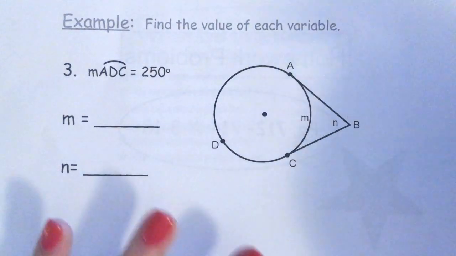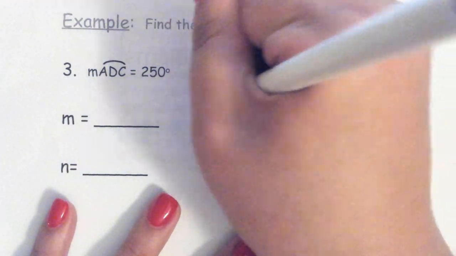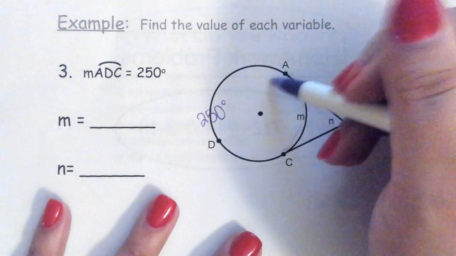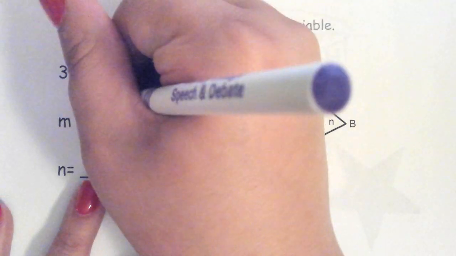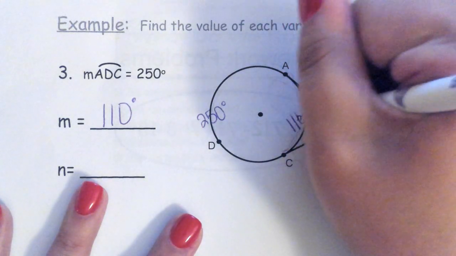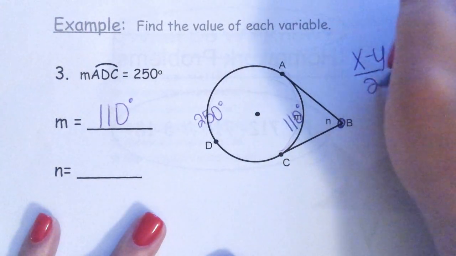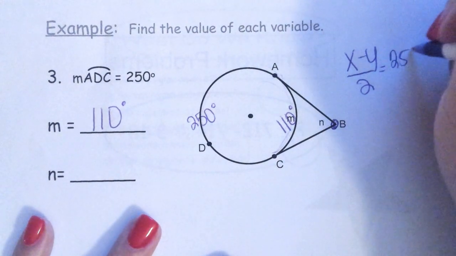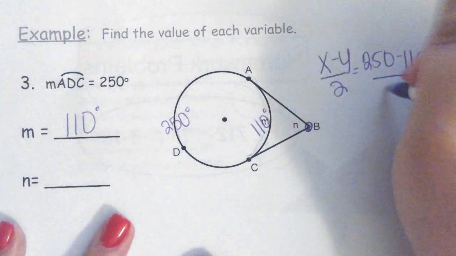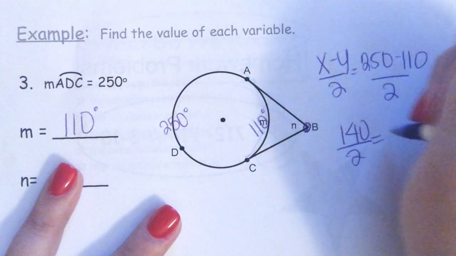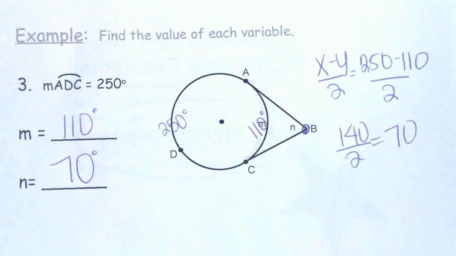Okay. Right here, if ADC is 250 degrees, well, how do I find AC? It makes a whole circle, so that's going to be 110 degrees. It's intersecting outside, so it's x minus y divided by 2. So 250 minus 110 is 140 divided by 2 gives me 70. Last one.